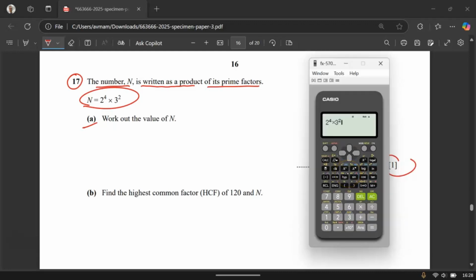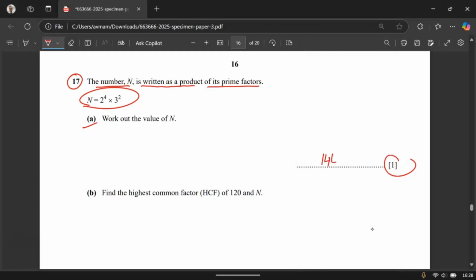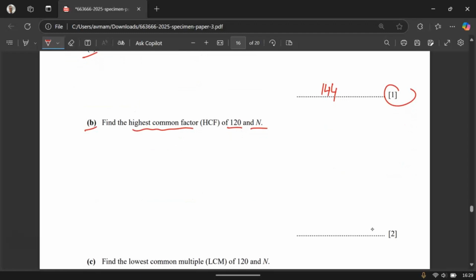So 2 to the power of 4 times 3 squared will give you 144. In part B, find the highest common factor of 120 and n. Okay, 120, let's do the prime factorization.